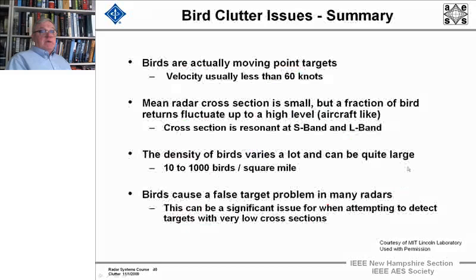And now to summarize bird clutter issues. Birds are actually moving point targets. The velocity usually is less than 60 knots. The mean radar cross-section is small, but a fraction of a bird's return fluctuates up and down and can appear to be aircraft-like. And the cross-section is resonant at S and L band, where a lot of radars that detect aircraft are. And bird densities can vary by quite a lot, and at times can be 10 to 100 to 1,000 birds per square mile.